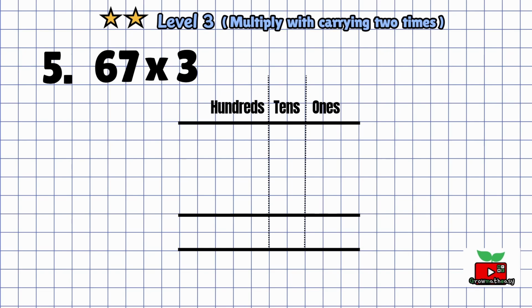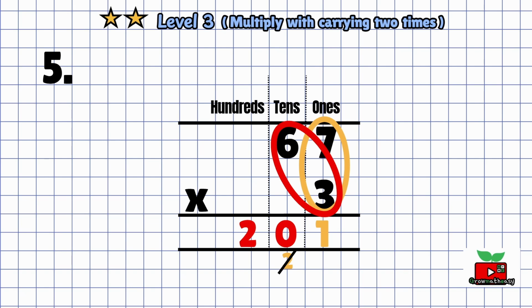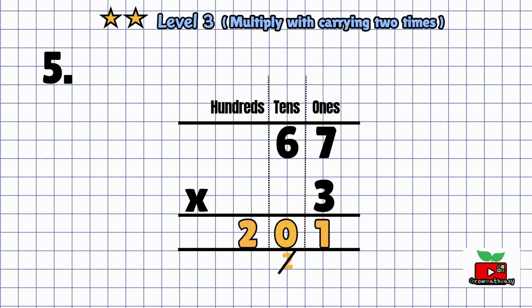Question 5. 67 multiplied by 3. First, we need to line up the numbers. Then, multiply the ones. Draw a little butterfly wing to focus on the ones. 3 times 7 equals 21. Write 1 in the ones place and carry 2 in the tens column. Then, multiply the tens. Draw another little butterfly wing to help focus on the tens. 3 times 6 equals 18. Add the carry. 18 tens plus 2 tens equals 20 tens. So the answer is 201.